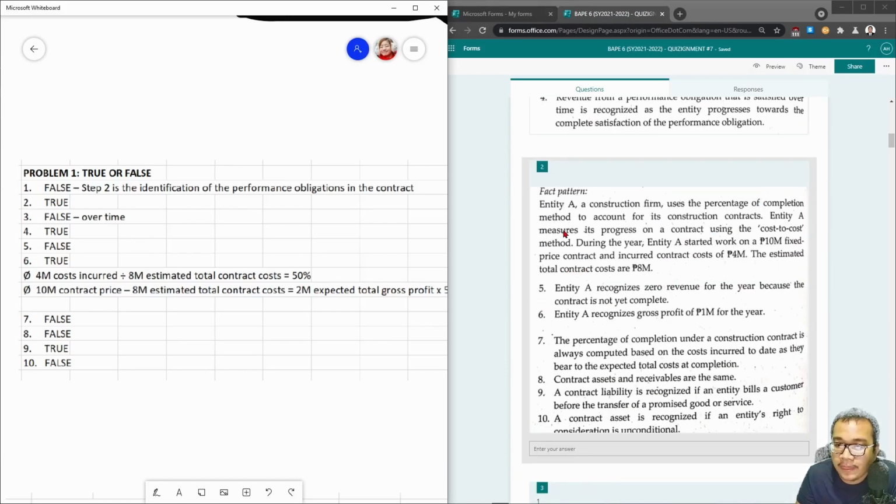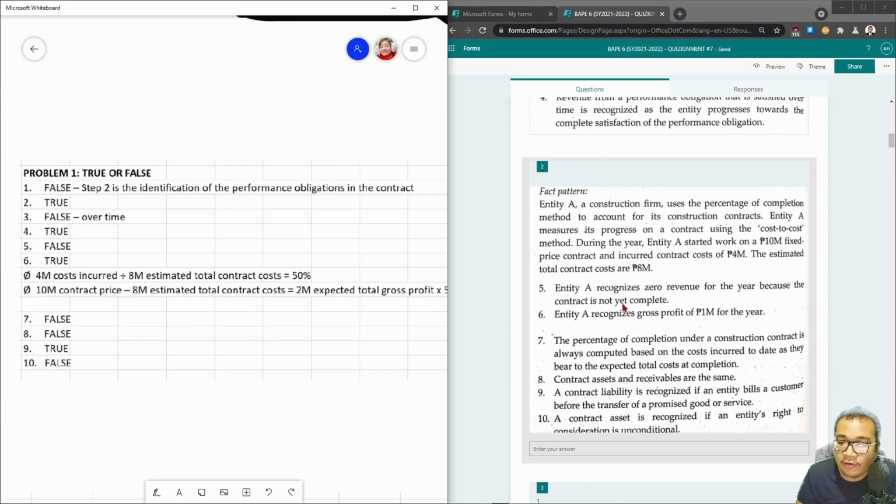Ito, fact pattern. Entity A construction firm uses the percentage completion method to account for its construction contract. So, percentage of completion. Entity A measures its progress on a contract using the cost-to-cost method. So, during the year, Entity A started to work on a 10 million fixed price, and incurred contract cost of 4 million. The estimated total contract cost is around 8 million. So, 4 million incurred to date, total estimated 8 million, contract price 10 million. So, anong ang tanong dito?